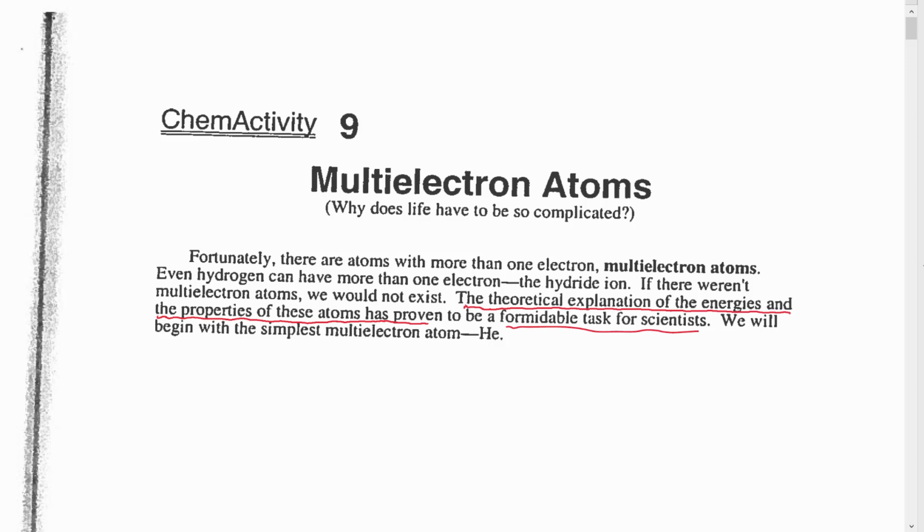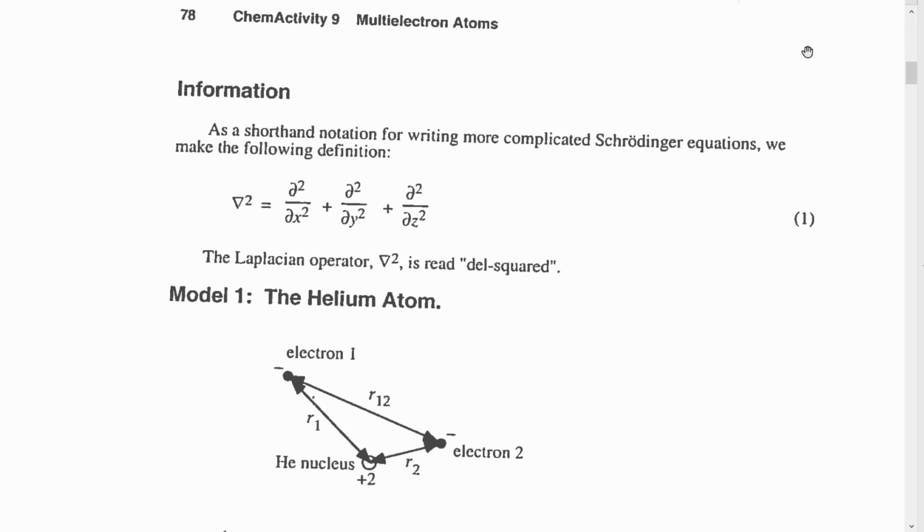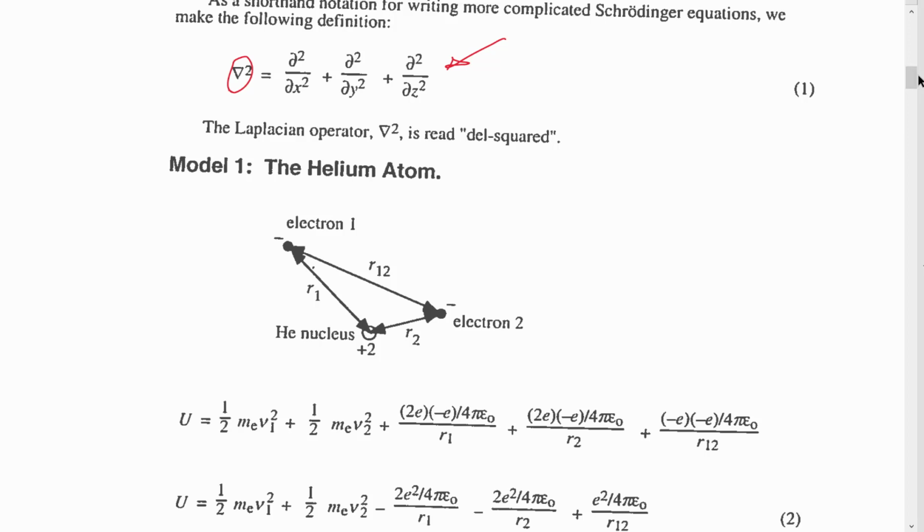We're going to explore that idea with the simplest multi-electron atom there is, and that's the helium atom. We're provided some information right up front, and we come back to seeing our friend del squared, in terms of the Cartesian coordinates. Then we look at a description of the helium atom, and we recognize right off the bat that there are three particles we have to think about. There's the helium nucleus, with a +2 charge, and then there are two electrons, placed in the diagram some distance away from the helium nucleus.